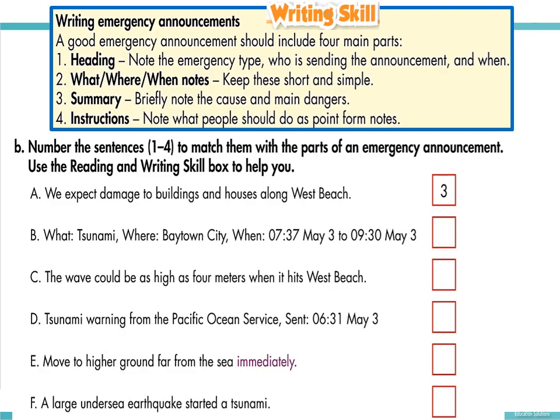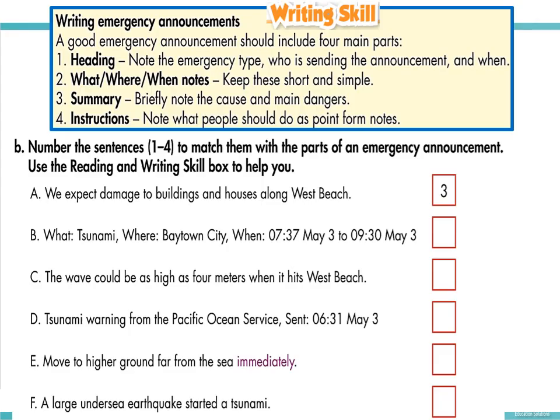Now, you look at the screen. Writing skill. Okay, we just learned how to write an emergency announcement. Say again, there are four main parts. Number one, heading. How about number two? What, where, when. How about number three? Summary. And the last one, instructions. So you can see on the screen.